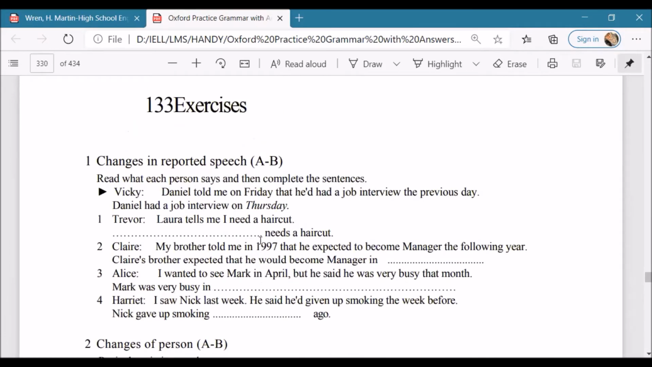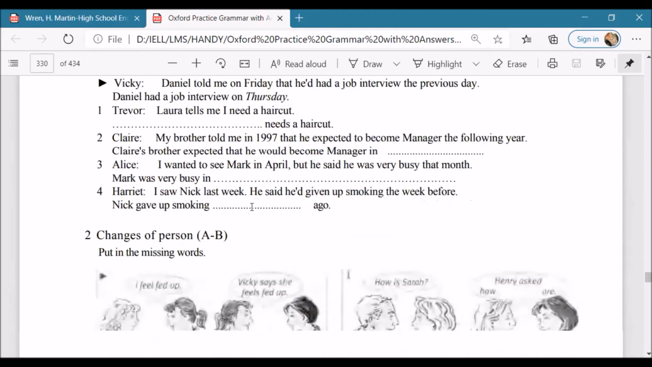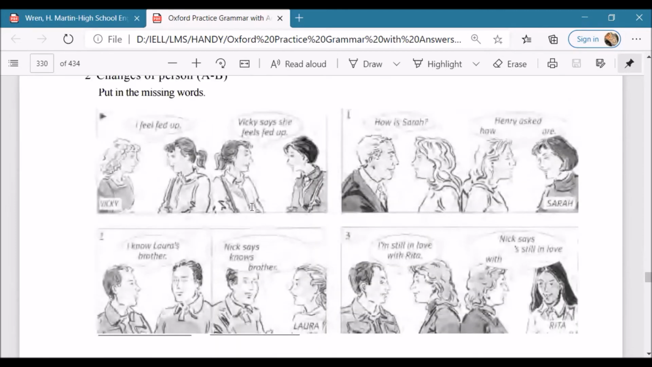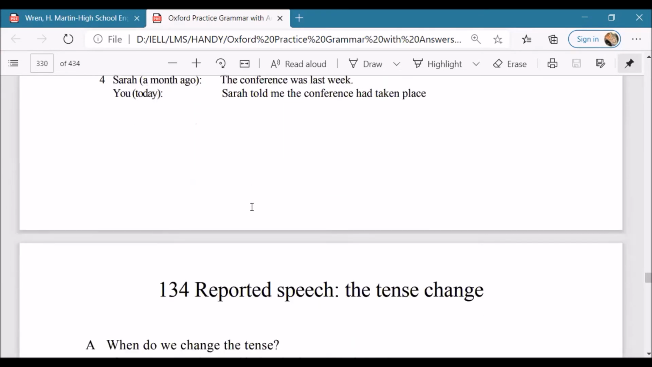Next, we have these exercises for the change of time, place, and person. If you want to do these exercises, you can try to attempt one or two sentences and type them in the comments. You can take a screenshot, or if you already have a book, you can open these exercises. It was exercise 133. Now we have exercise 134.